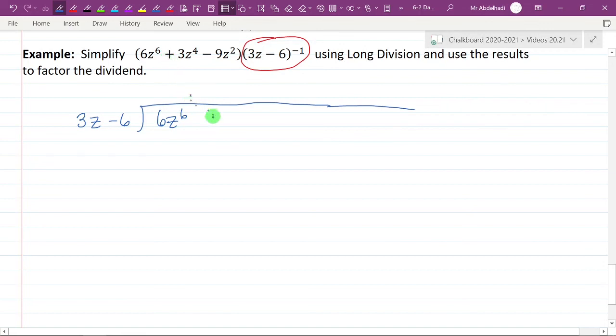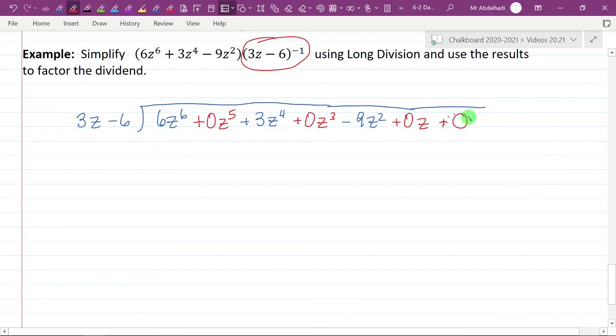There's no 5th power, so we need to put in a placeholder for the 5th power, 0z to the 5th. There is a 4th power, so we'll copy that down. There's no 3rd power, so put in a 0z to the 3rd power. There is a 2nd power. There's no 1st power, so put in a plus 0z to the 1st power. And technically, you can even do this, but we may not need it. That would be 0 to the 0 power, z to the 0 power.